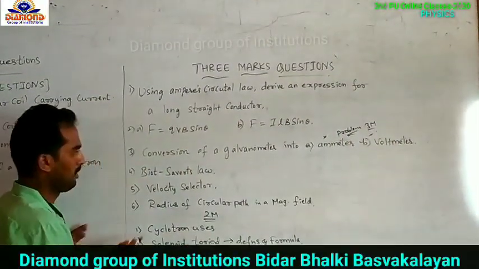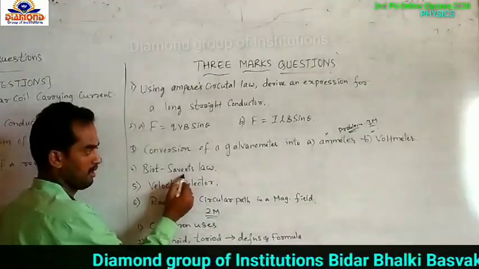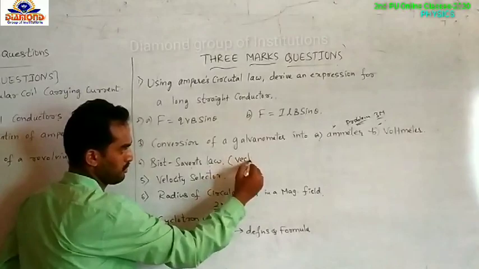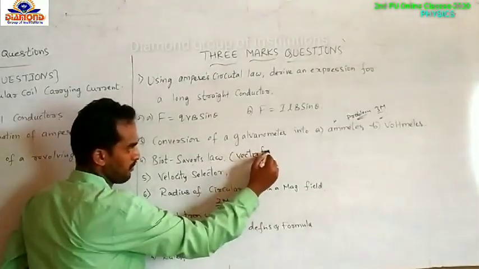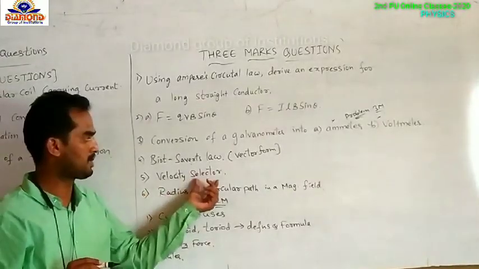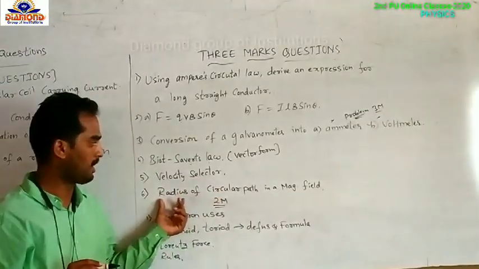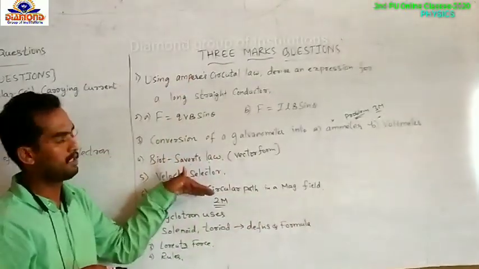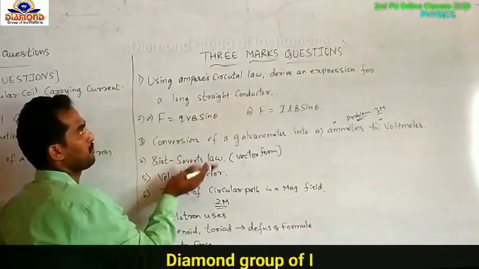Then the Biot-Savart law, definition, formula and vector form also. The vector form you can expect for 1 mark. Then velocity selector derivation, and radius of circular path in a magnetic field. These are the expected questions for 3 marks.